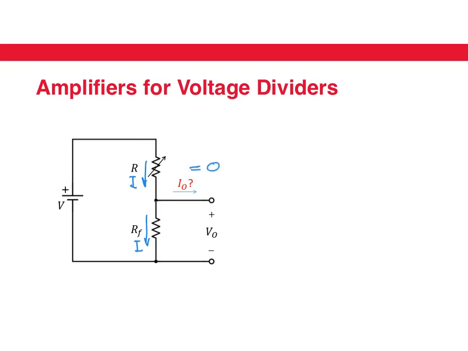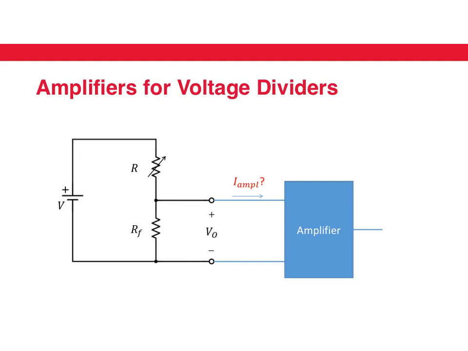And if that assumption is not met, the output of the voltage divider changes. So if we connect an amplifier to our voltage divider so that we can amplify our signal, we need to make sure that this I amplifier, the input current to the amplifier, is 0. Now, is it possible to have an amplifier where the input current is 0? Of course, no, it's not. You will never have an amplifier where the input current is 0, but probably the current is so small that you can actually neglect it.